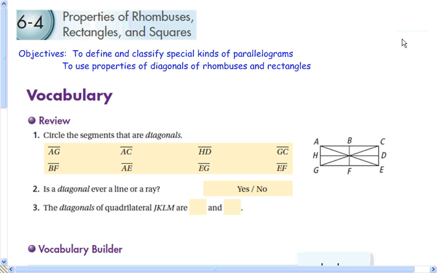All right, this is lesson 6.4, properties of rhombuses, rectangles, and squares. You will learn how to define and classify special kinds of parallelograms and how to use the properties of diagonals of rhombuses and rectangles.